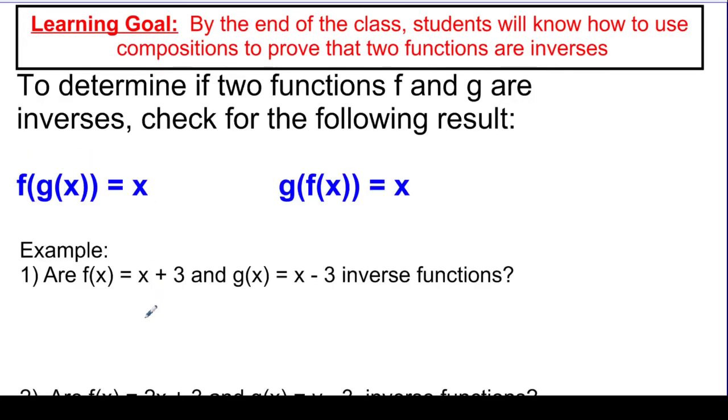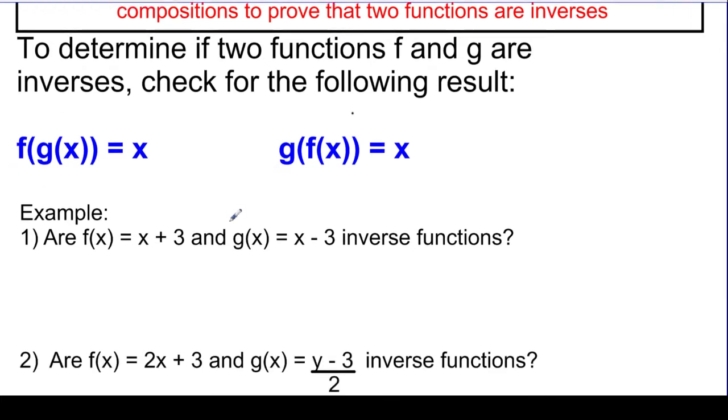Okay, so to determine if two functions f and g are inverses, we are actually going to check the following two things. We're going to take the g function and plug that into f, and when I'm done, after I simplify all of the expression, I should just be left with an x. If I do the opposite, I take f and plug it into g, the exact same thing should happen. So let's take a look at some examples and you'll see it happening.